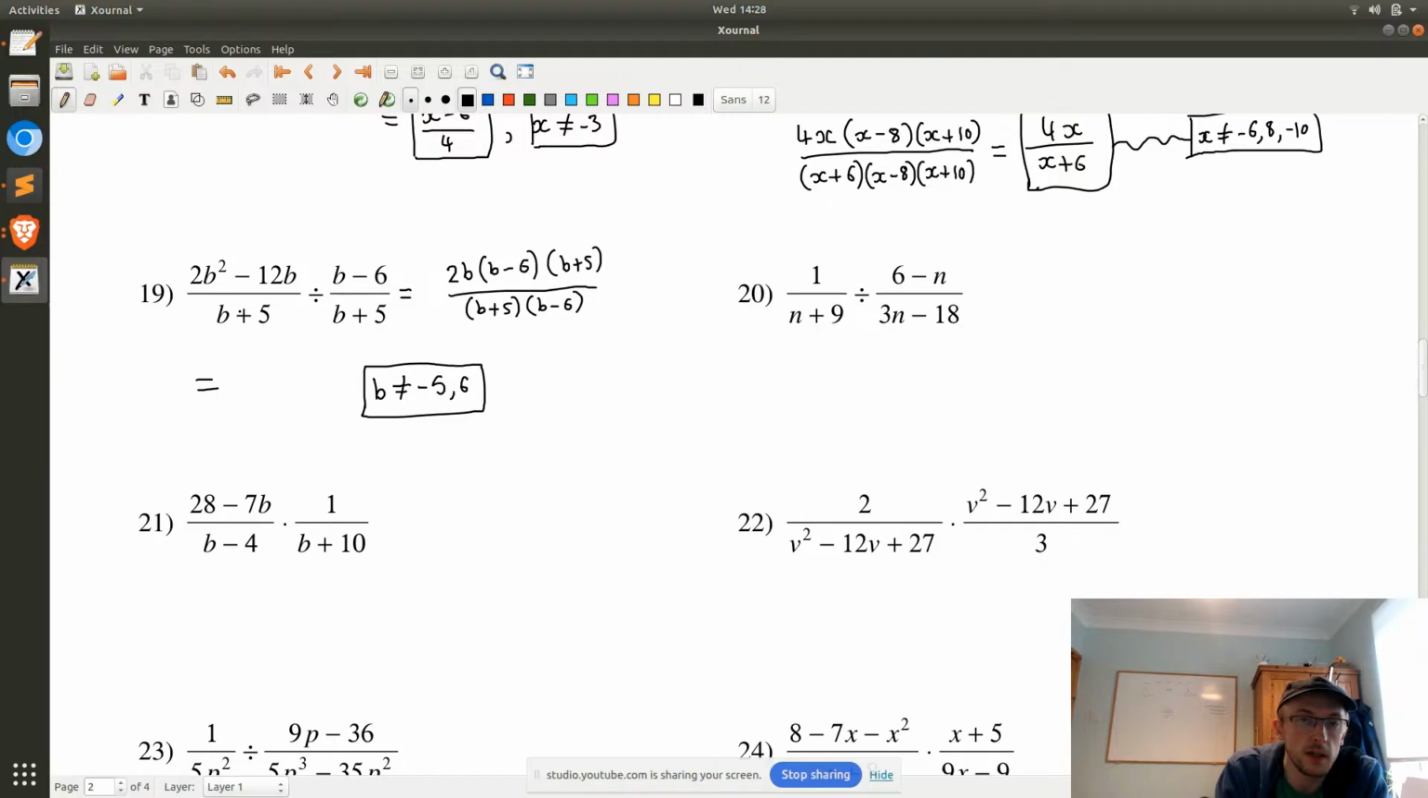That's who's excluded. And cross, cross, cross, cross. 2b. Here, flip it. Factor out 3.